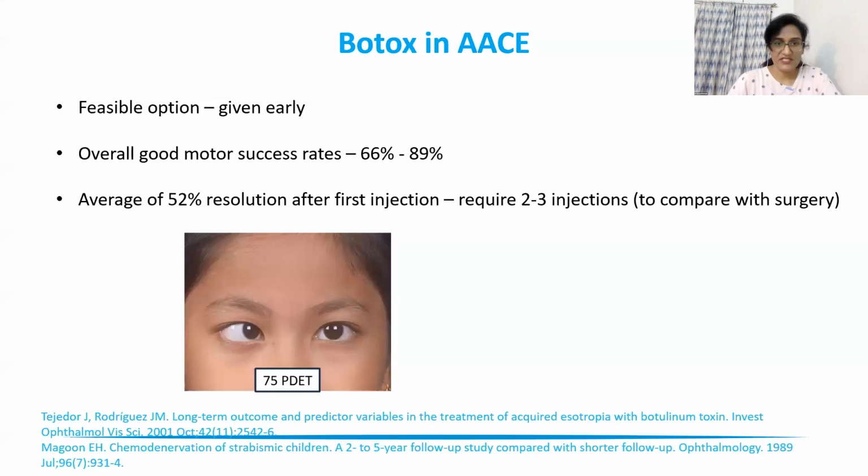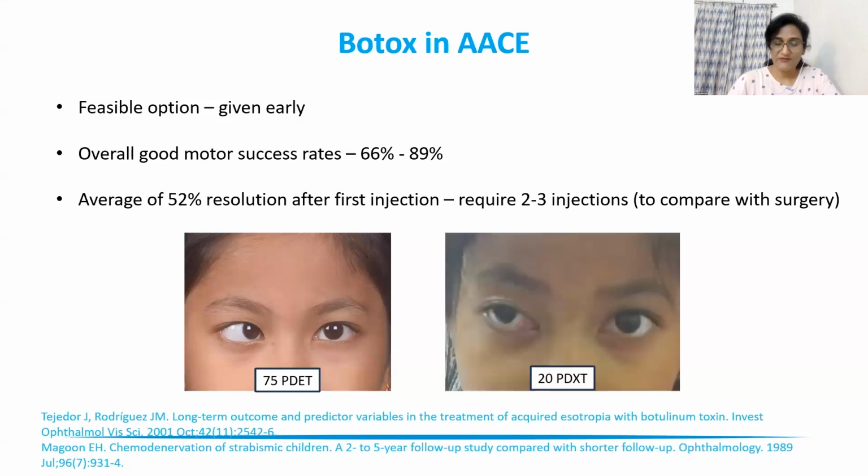So as you can see, this child presented with a large angle esotropia and was given injection Botox, but this particular photograph was taken only 2 days after the injection. So obviously the child had maybe an exotropia. The same child after maybe 1 month or 6 weeks may go back into an esotropia. But results are variable. That is the disadvantage of this, but it is definitely a feasible option.